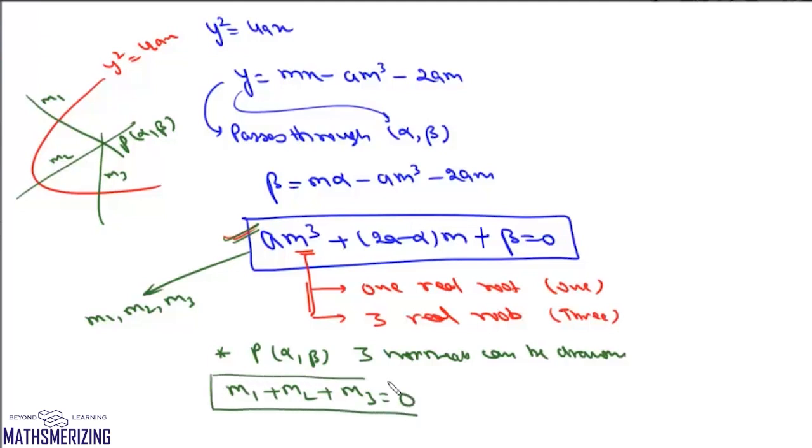So if from a point three normals are drawn to a parabola, then the sum of slopes of these normals should be 0. Now we can write this result in other terms also.